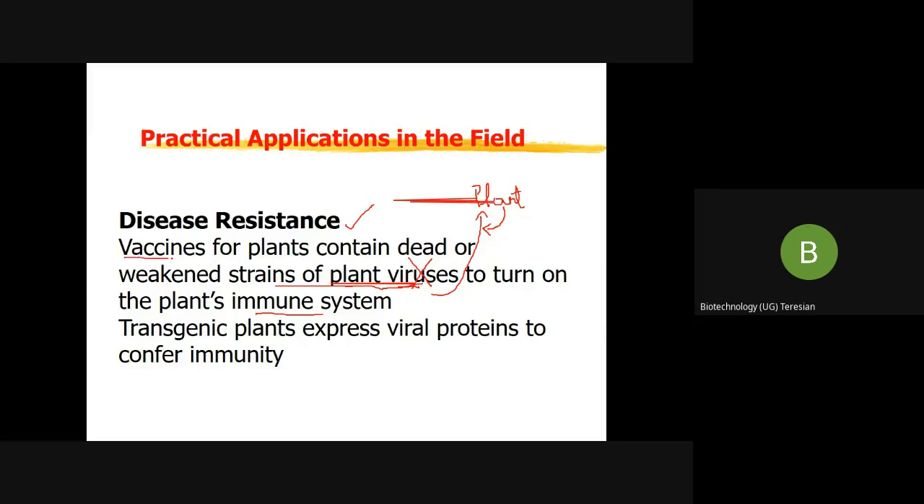It is acting like a vaccine. So if you weaken or kill that particular plant virus, it is acting like a vaccine, and this vaccine is what you are injecting. That is what I told you. So when you're injecting this vaccine, the plant's immune system will recognize it as foreign and start activating the immune system. So the transgenic plants will express the viral protein to confer the immunity, exactly like in animals, what you all studied in immunology. It is acting like a vaccine. So we are providing disease resistant plants.